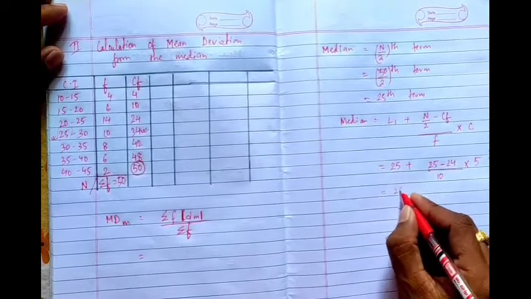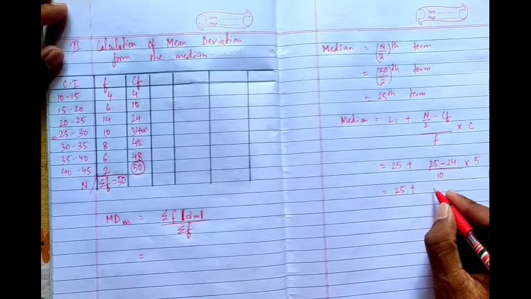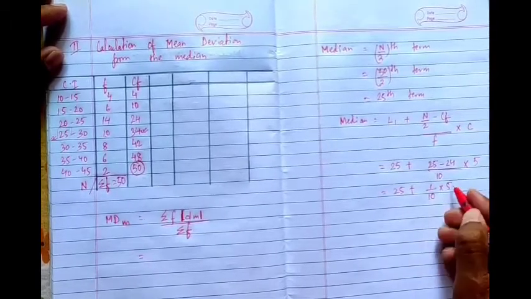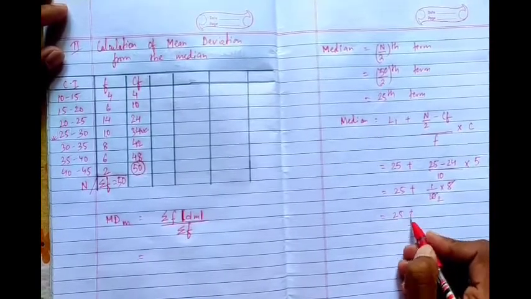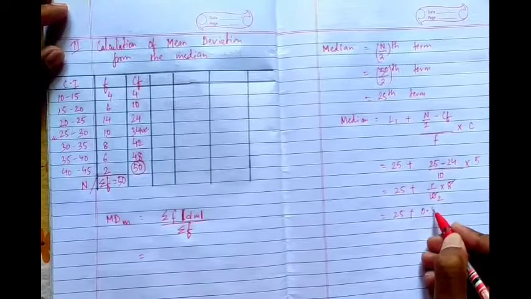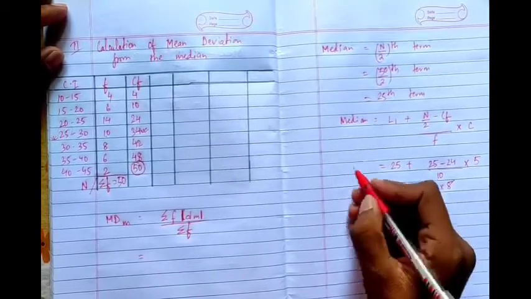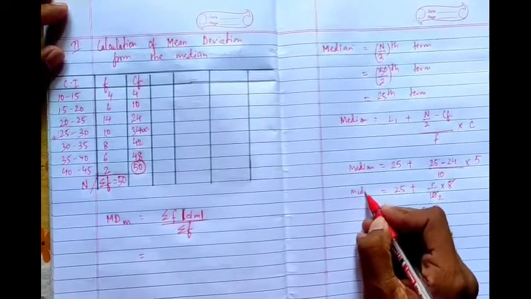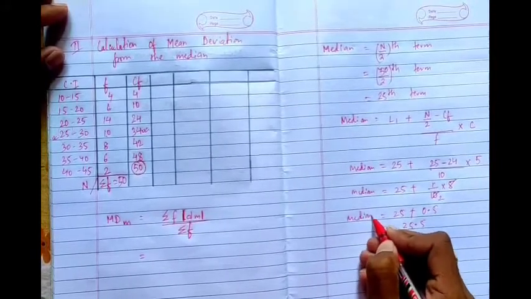Now 25 minus 24, how much? 1. So 1 by 10 into 5. Clear? So 5 2s are 10. So 25 plus 1 by 2 means 0.5. So we'll get 25.5. So median equals 25.5. So now we got the median.